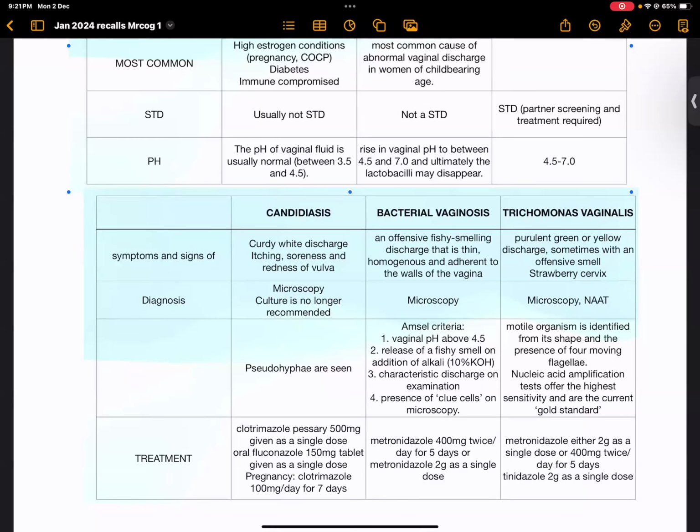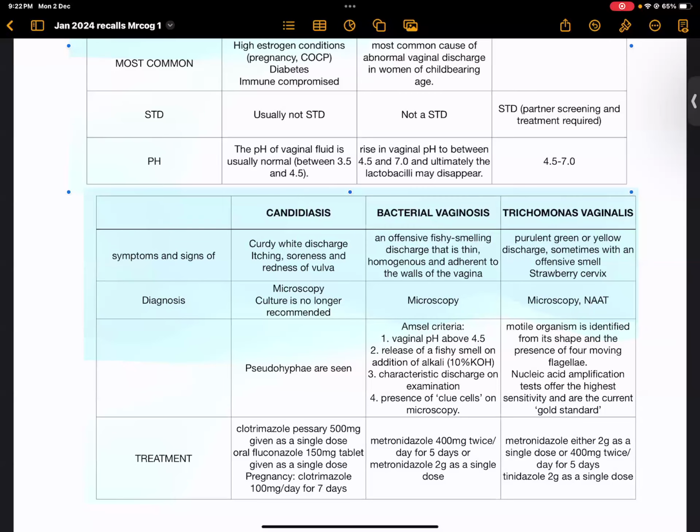Okay, so the diagnosis in candidiasis is by microscopy, and you are no longer doing culture for that, because you all know that Candida is already a carrier state. In 25% we are carriers of this, so it is already present in our vaginal flora. So microscopy is required for that. And in bacterial vaginosis also microscopy, and in TV microscopy and NAAT. So these three are diagnostic features.